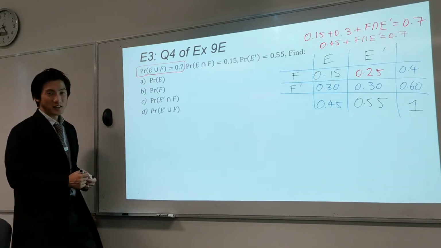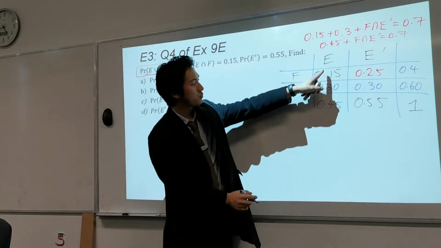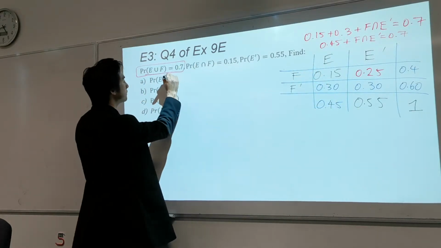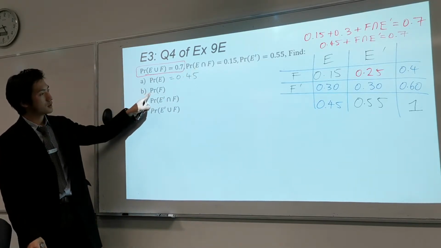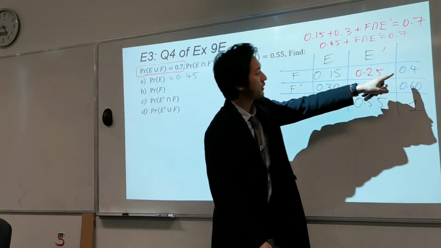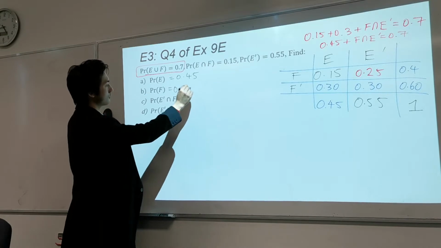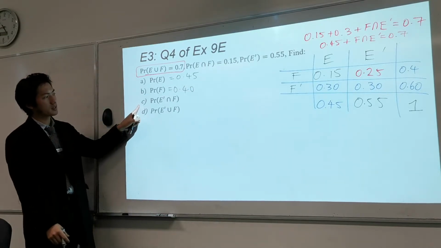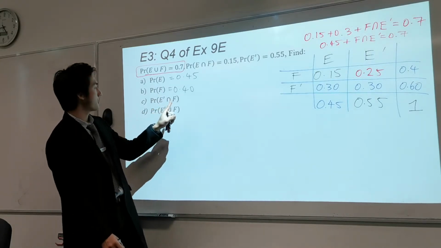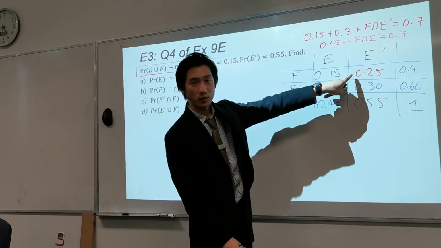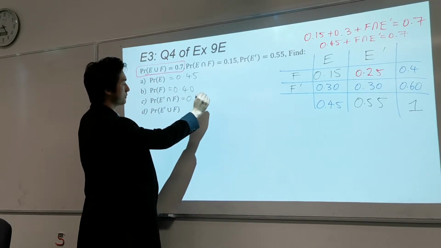Now let's answer some of these questions. The probability of event E, given by our table, we'll just read down here, 0.45. The probability of event F will be here at the end of this row. That will be 0.4. The probability of the intersection between the complement of E and F, that would be this one in red that we found. That would be 0.25.